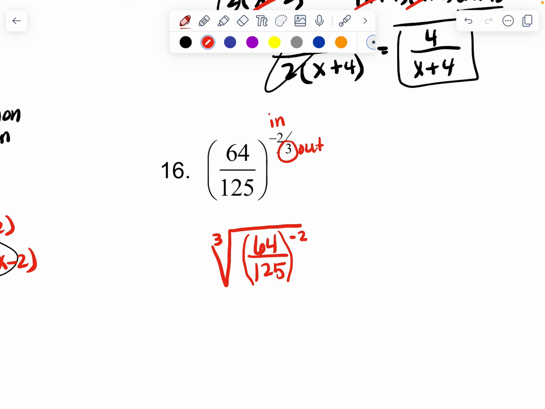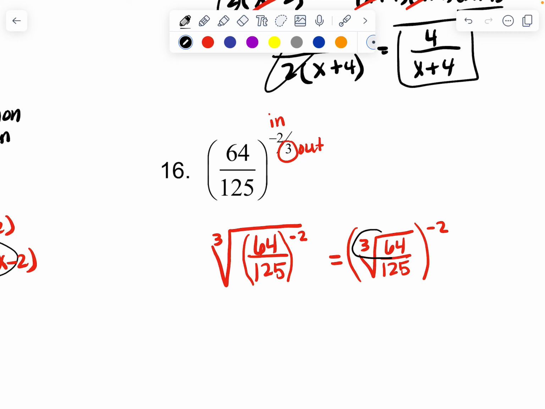Now, you guys, when the numbers get really, really big, you can reverse the order on these. This is the same as the cube root of 64 over 125, that whole thing raised to the negative 2. Okay, so if your numbers are big, reverse the order. Cubing something or squaring something is a lot harder than taking like the cube root or the square root because it brings it down.